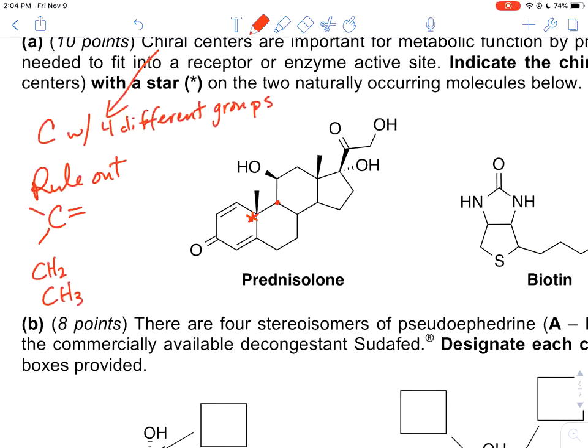Up here, this carbon is connected to a hydrogen that's not shown, a carbon that's connected to an oxygen, a tertiary carbon, and a quaternary carbon. So that has 4 different groups as well. This is your second chiral center.